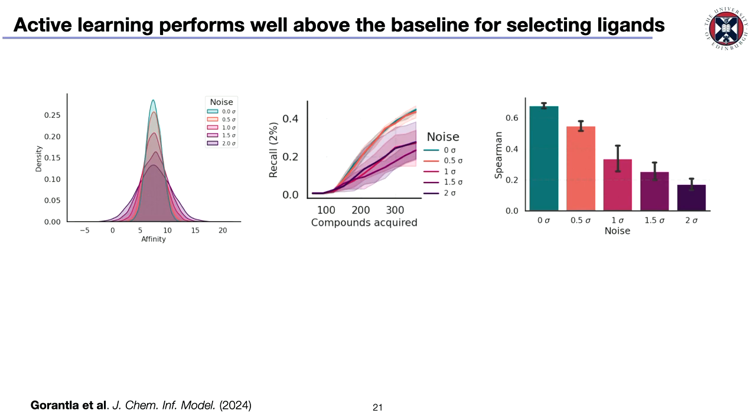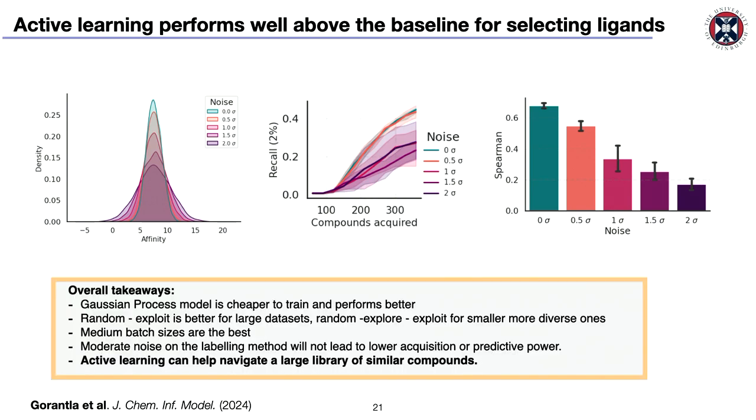Well, we basically artificially added noise to the data, and at 0.5 sigma, our performance drop in terms of Spearman ranking is not massive, and we can still recall pretty much the same top 2% of compounds. So that's quite promising. If we add too much noise, we lose predictiveness, so that's not great. And that gets me to the take-home.